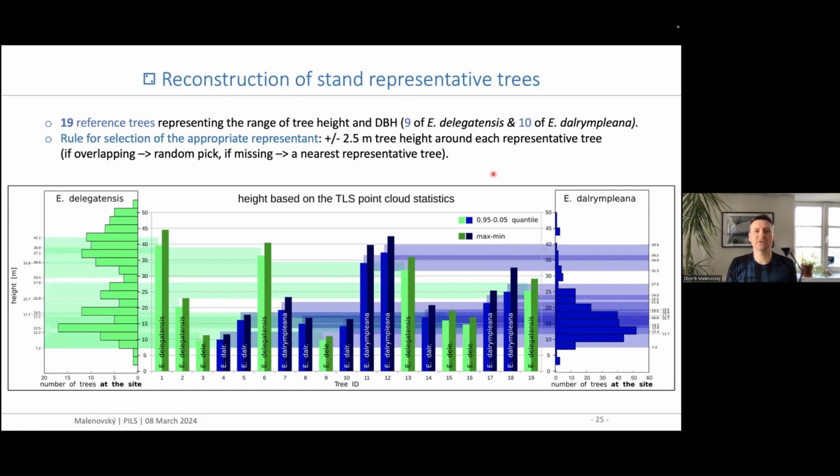Now, of course, we couldn't reconstruct every single tree of the site. We only reconstructed 19 representative trees, which were selected based on tree height and DBH, the diameter of the trunk at breast height. The other 402 trees were represented by scaling those 19 representatives. We picked them based on the height, and then rotated and scaled them based on the knowledge of the tree height. That's how we got all the representative trees.